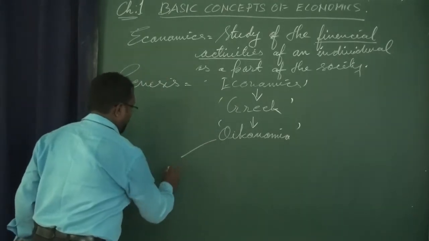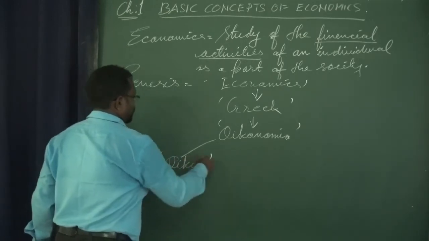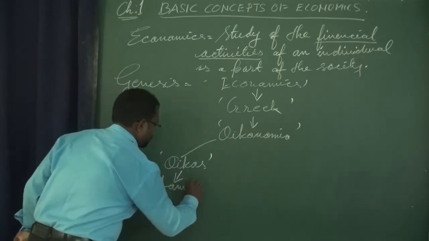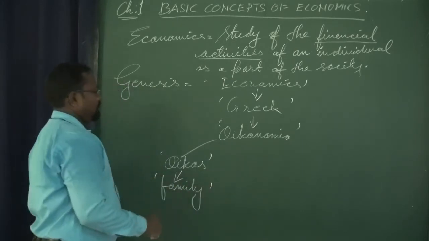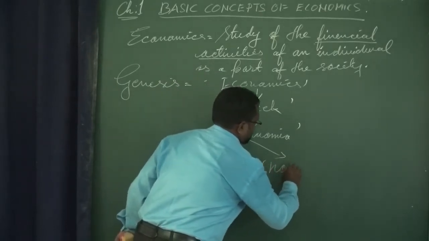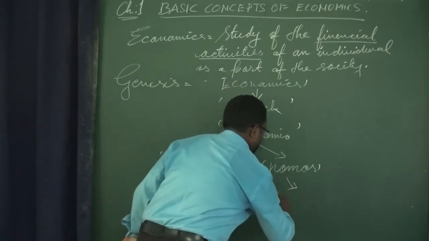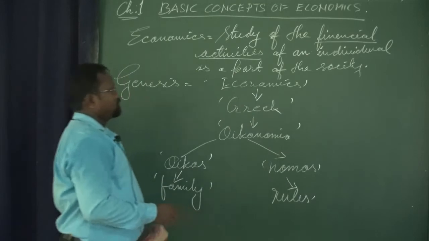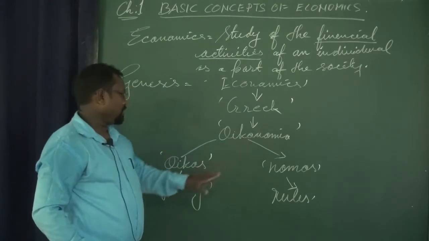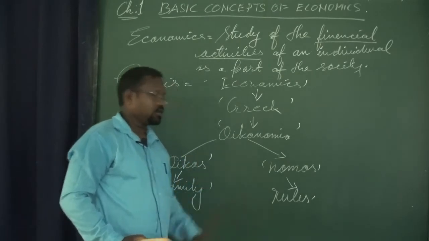The first one is oikos, which means family. And nomos, which means rules. So the word economics is derived from the Greek word oikonomia, where oikos means family and nomos means rules.